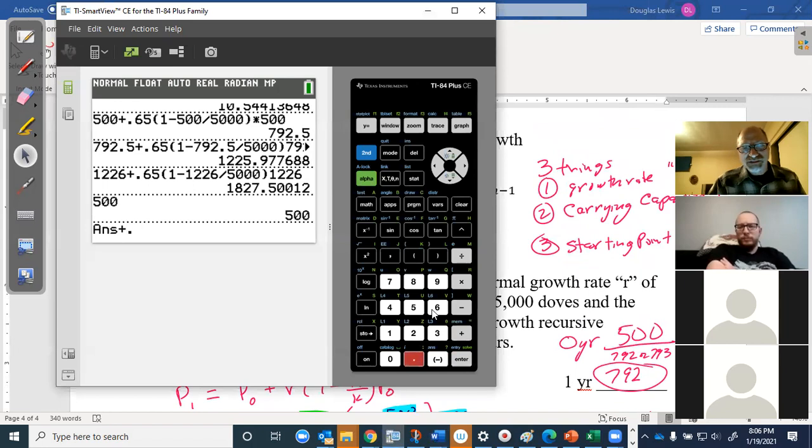Plus 0.65. Now it's going to go where it says ANS, the 500 is going right there. Now I hit parenthesis, 1 minus, and I want a 500 there, right? So I hit second answer, wherever I want that number to be, divided by 5,000. Now notice that the 0.65 and the 5,000 are the same every time. So I keep putting those numbers in. The division is the same every time. The 1 and the minus are the same every time.